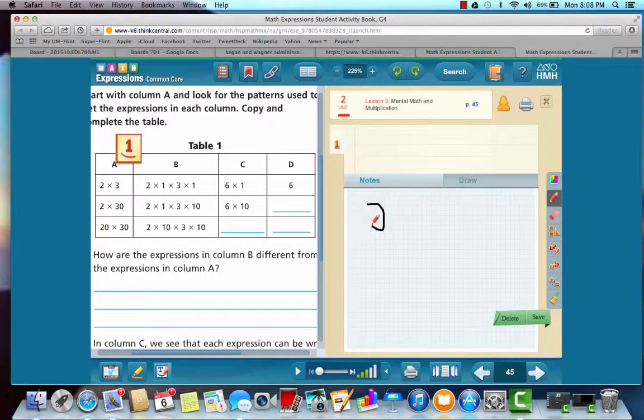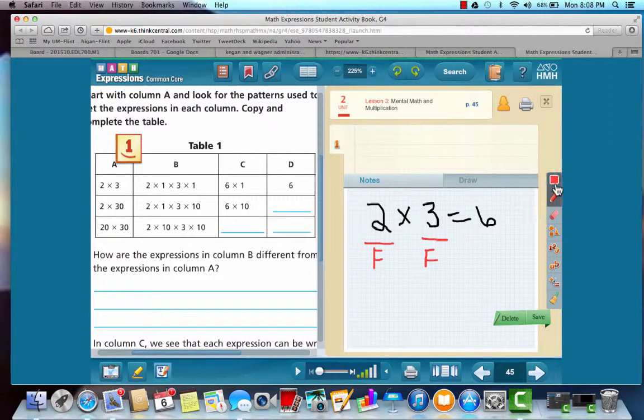A factor, so if I do 2 times 3, and it equals 6, my factors are going to be the numbers that you multiply together to get the product. So 2 is a factor and 3 is a factor. So I'll put F under those. And that is a factor.